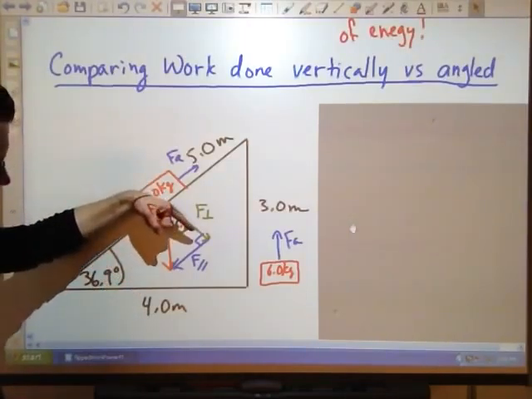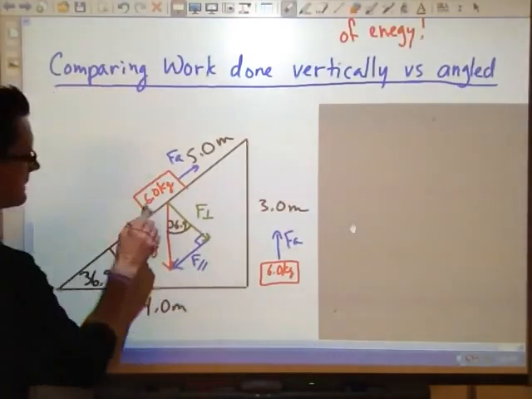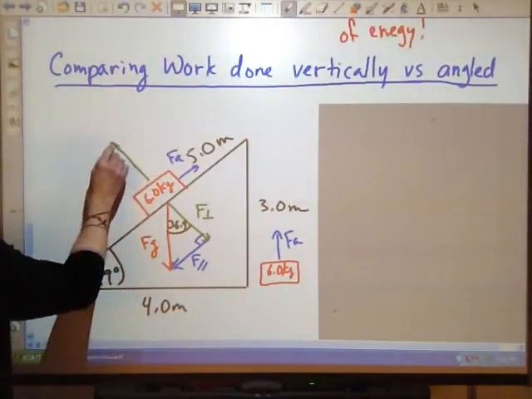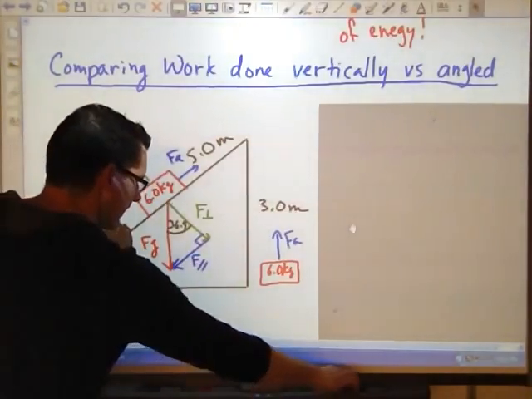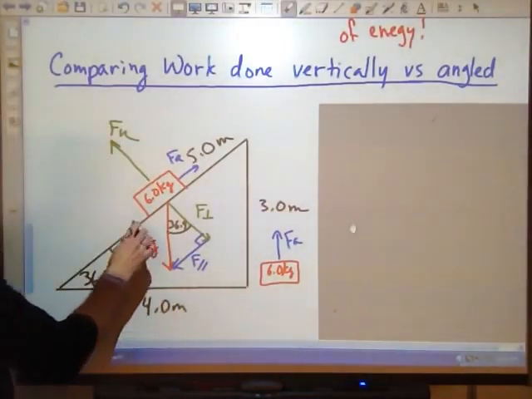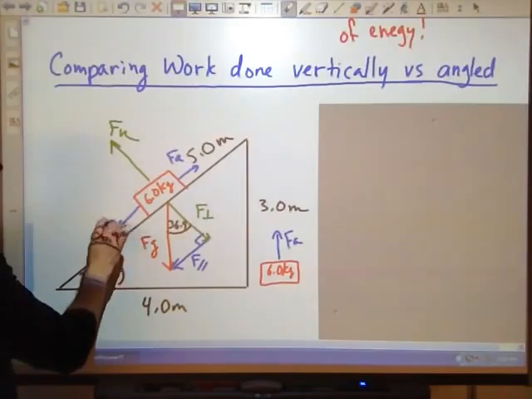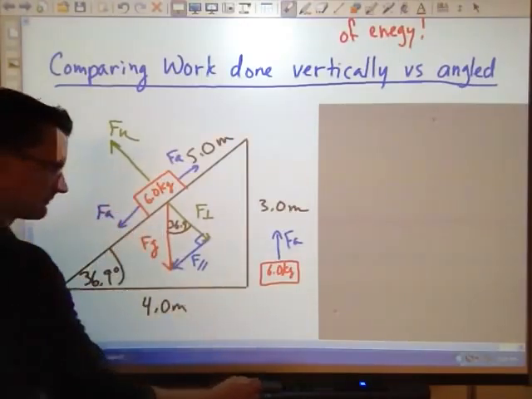I have F perpendicular, which is equal and opposite to the normal force. And I have F parallel, which is equal to FA.